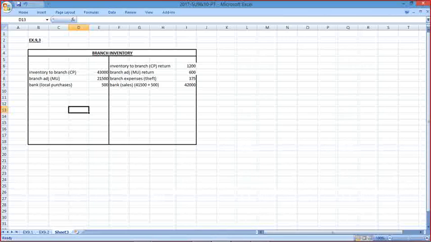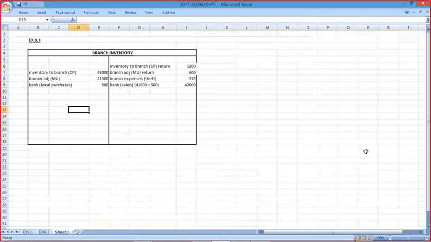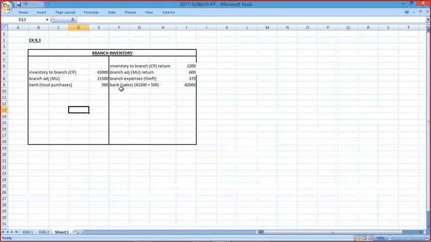Next is credit sales of branch. Again, the debtors will be debited. And you'll credit the branch inventory by 20,000. How much did you sell? 20,000. Perfect. Next is the rent expense of branch paid by head office. That will go to your branch expenses account. Good. And then bank would be affected by head office because they've paid for it. Correct.